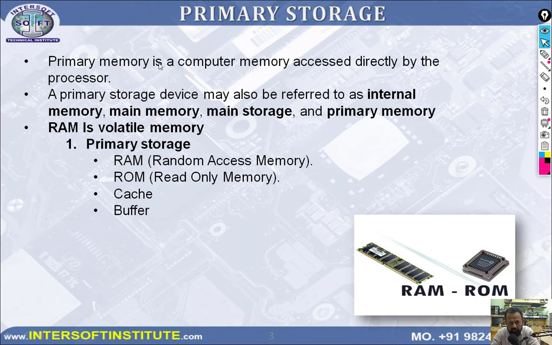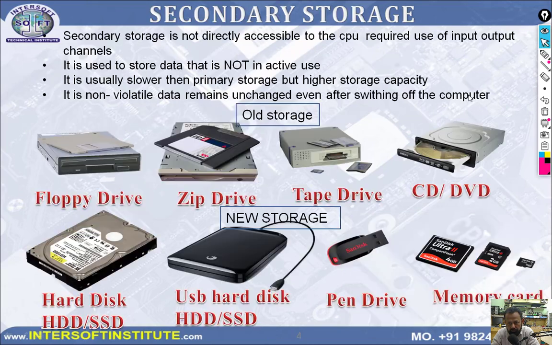Primary memory is computer memory accessed directly by the processor, without any cable, without anything. So a primary storage device may be called internal memory, main storage or primary memory, because it is faster. RAM is volatile memory. Primary storage includes RAM, ROM, cache, buffer. In a hard disk also there are buffer ICs; we can take ROM ICs and RAM ICs. So these are the primary storage.